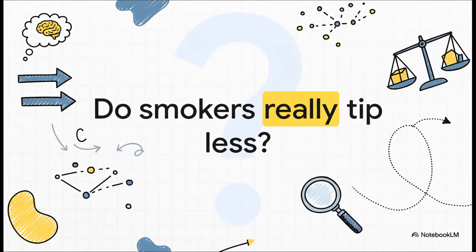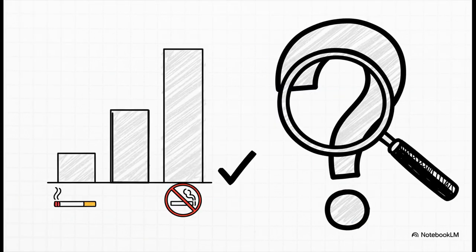So let's start with a simple one, a question you might have even thought about while sitting at a restaurant. Do smokers actually tip less than non-smokers? I mean, it seems like a pretty straightforward question. You just collect some data and see what it says, right? And if you do that, if you just look at the raw numbers, the answer seems to be a clear yes. On average, smokers leave smaller tips. So case closed? Well, not so fast.